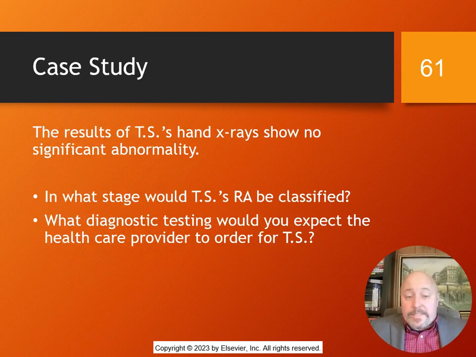Going back to our case study, the result of TS's hand X-rays showed no significant abnormality. In what stage would you expect his RA to be classified? In these early stages, that's going to be a stage 1 most likely.